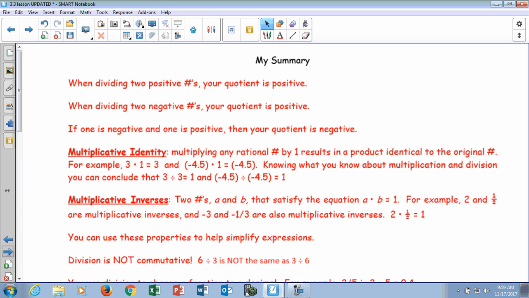When dividing two positive numbers, our quotient is positive, right? Similar rule to multiplication when we multiplied two positive numbers, right? When we divided two negative numbers, our quotient was positive.